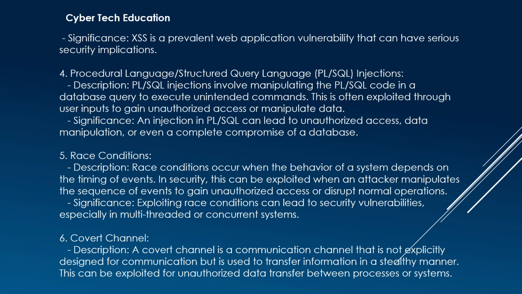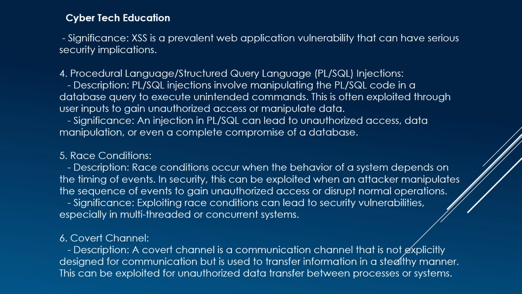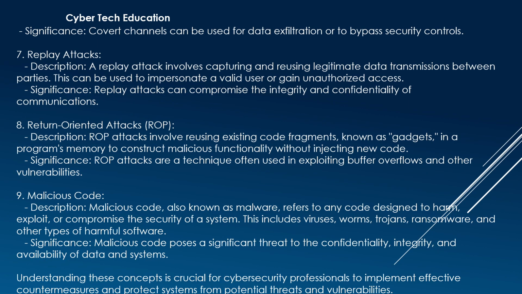Covert channel. A covert channel is a communication path that is not explicitly designed for communication, but is used to transfer information in a stealthy manner. This can be exploited for unauthorized data transfer between processes or systems. Significance: covert channels can be used for data exfiltration or to bypass security controls.